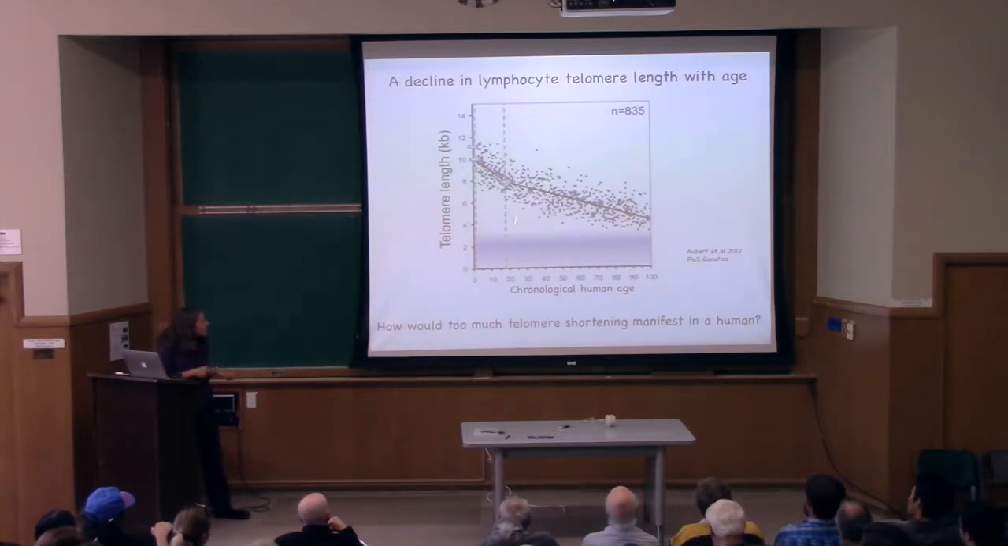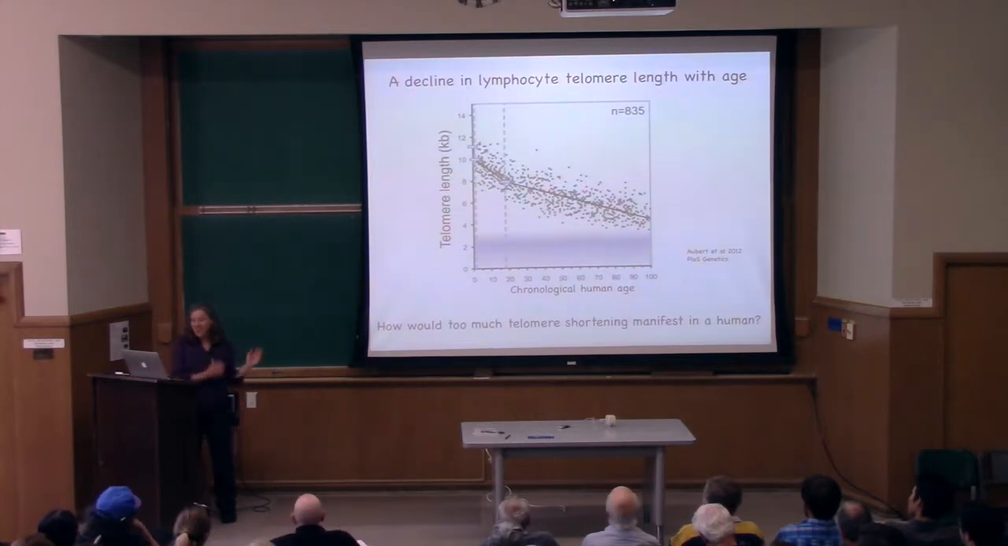So is this too much telomere shortening? How would too much telomere shortening manifest in humans? What would it look like? And now we get to science at Cal.